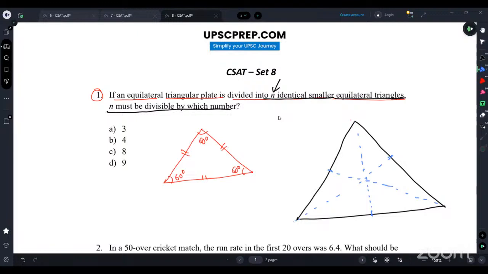Now, guys, how do we say this is an equilateral triangle? Just wait a minute, guys.